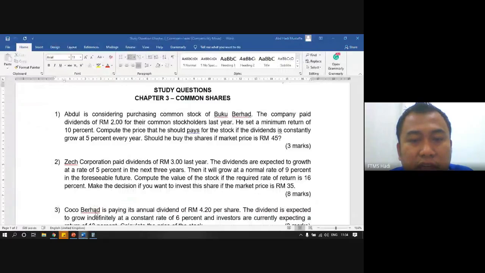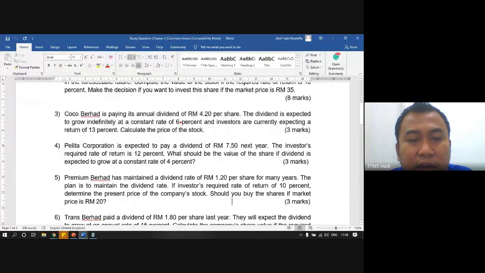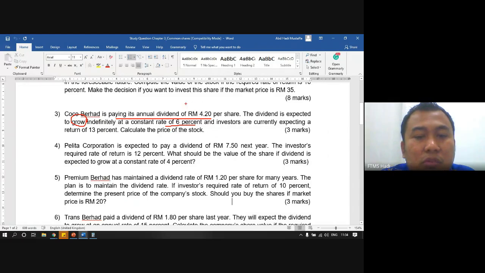You see here why we are using the second model, because you see here the word grow. And the growth rate given is 6%. And then it's paying, which means present, therefore this is D0. Do not put it as a D1. This one is a D0. How about this one also? They are saying grow. Yes, there is a growth here, and only one growth rate, which is 4%. And you see here, this one is next year. If next year, that means D1.